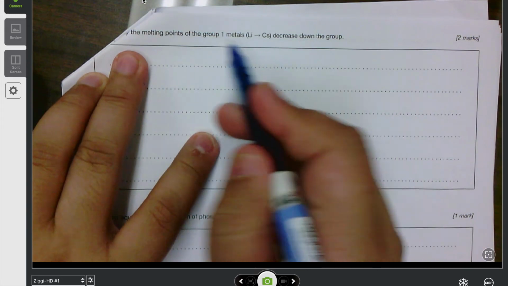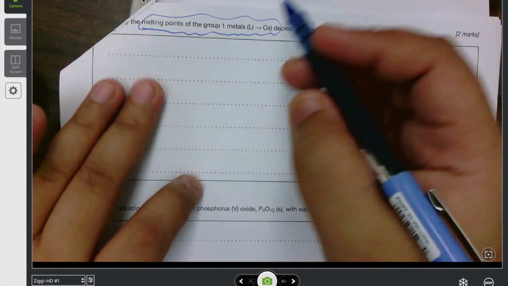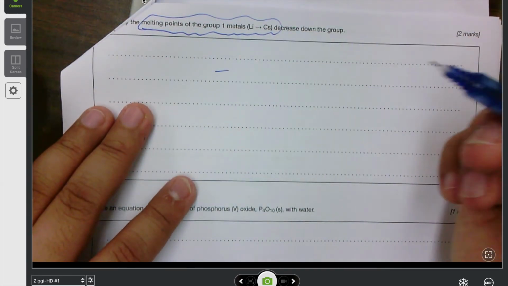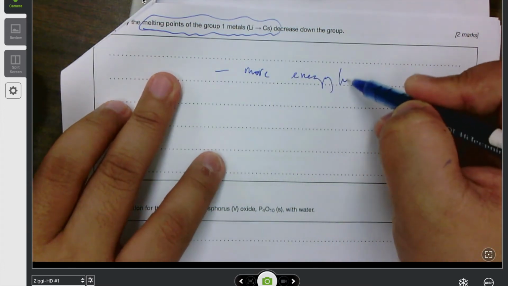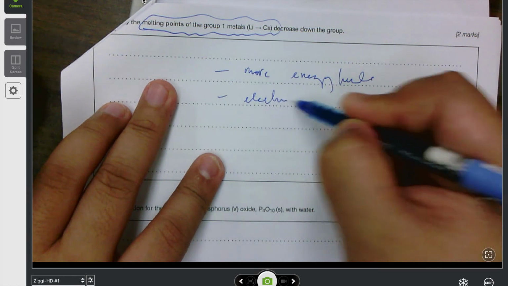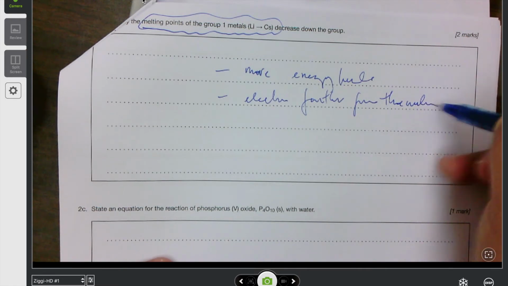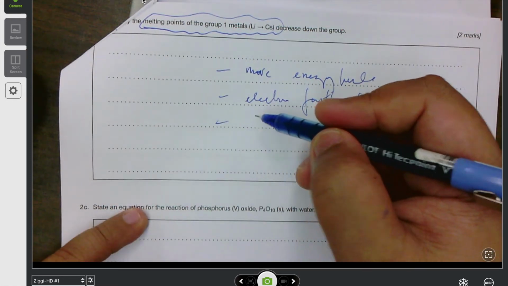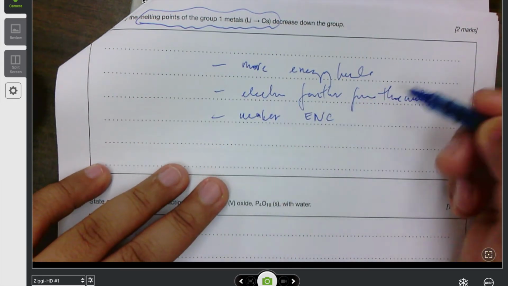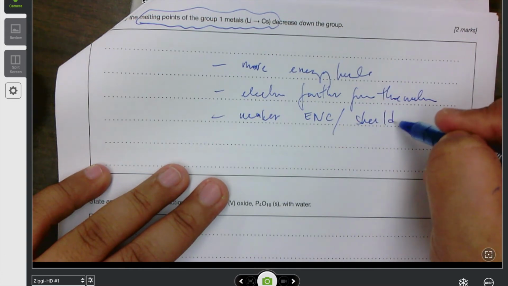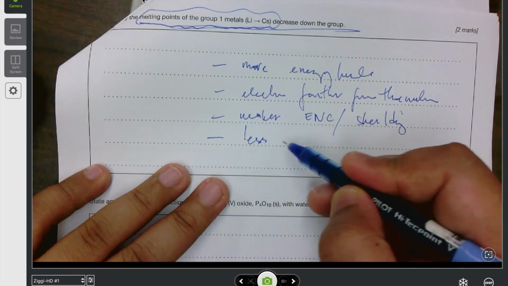Next, melting point. Why does it decrease down the group? Lithium to cesium, you have more energy levels. Electrons farther from the nucleus. What's the opposite of strong? Weaker. Effective nuclear charge. Because of what? Shielding. Therefore, less metallic bond.